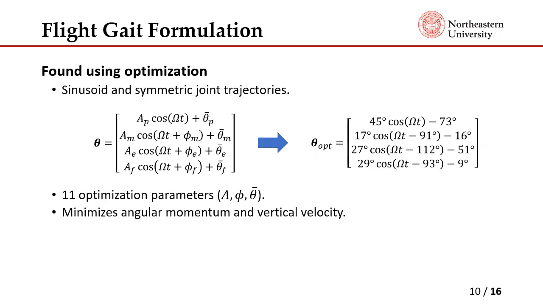After we derive the model, we try to find a gait where we have a limit cycle where the robot's just flapping in place. So we offer a very simple trajectory here, which is just a sinusoid trajectory. It has amplitude, mean angles, and phase difference of four joint angles relative to the plunging angle. These are the four angles that I mentioned earlier: plunge, medial lateral, elbow, and feathering. And we try to minimize angular momentum and vertical velocity using some standard optimization technique. The resulting optimized trajectories are shown over here, and I'll show the animation after this slide.